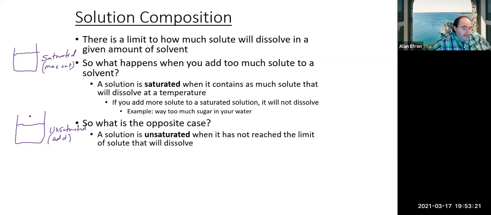You can continue to add solid to it, and it will continue to dissolve until it hits a saturated solution. And at that point, nothing else is going to dissolve. It's going to basically start piling up. So saturated: nothing more will dissolve. Unsaturated: we haven't hit that point yet, and it will continue to dissolve until we hit that saturation point.